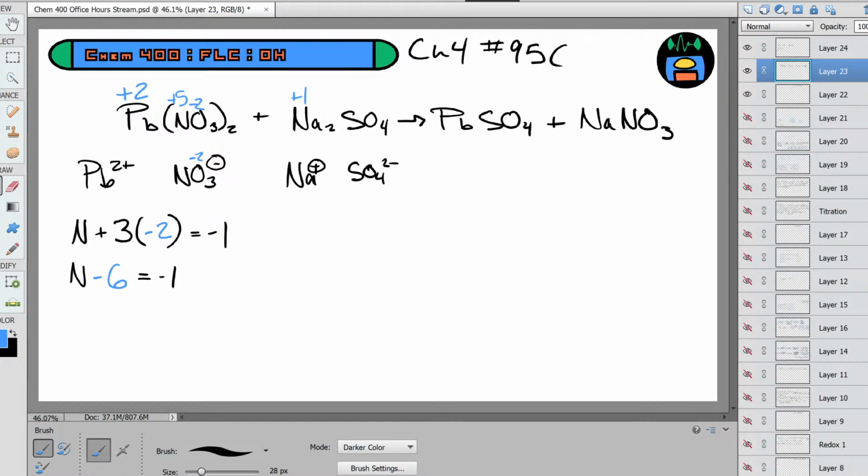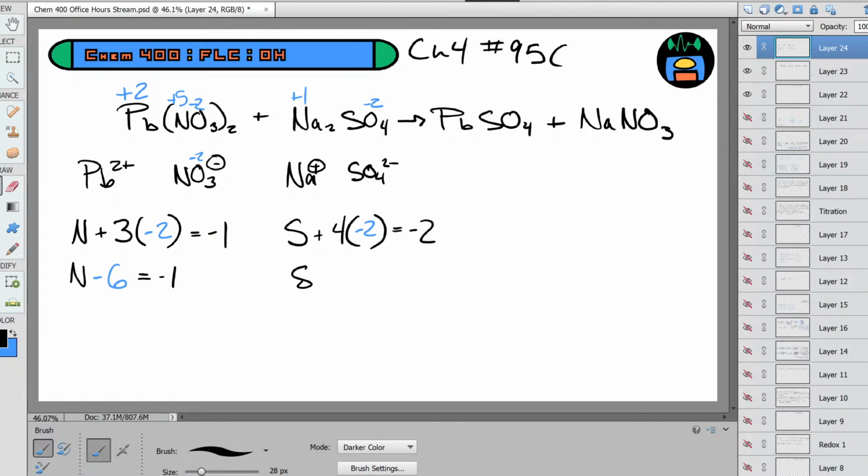For sulfate, oxygen will have a -2, right, because it's more electronegative. And now we have to write out an equation to find sulfur's. Oxidation state of sulfur plus 4 times the oxidation state of oxygen will equal our total charge, which is -2. So sulfur -8 equals -2. That means sulfur is a +6.